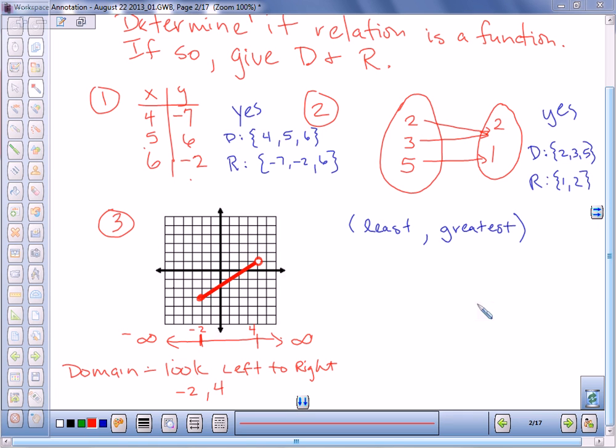Okay, so what we're going over is how to find the domain and range given a graph. So the domain, we're looking left to right, and we discovered that the leftmost point is -2 and the right is 4. Now, we also talked about yesterday that we use brackets when it includes the point, and we use parentheses when it doesn't include.